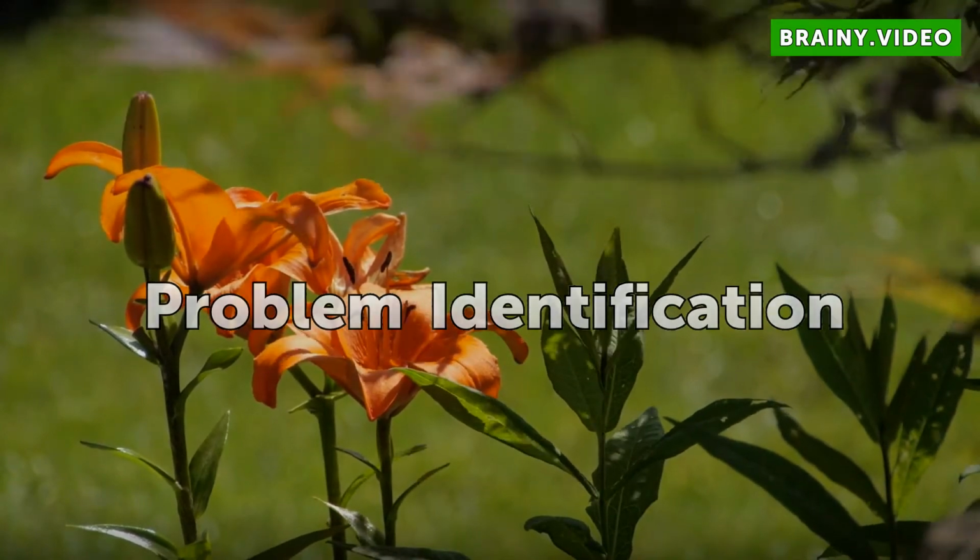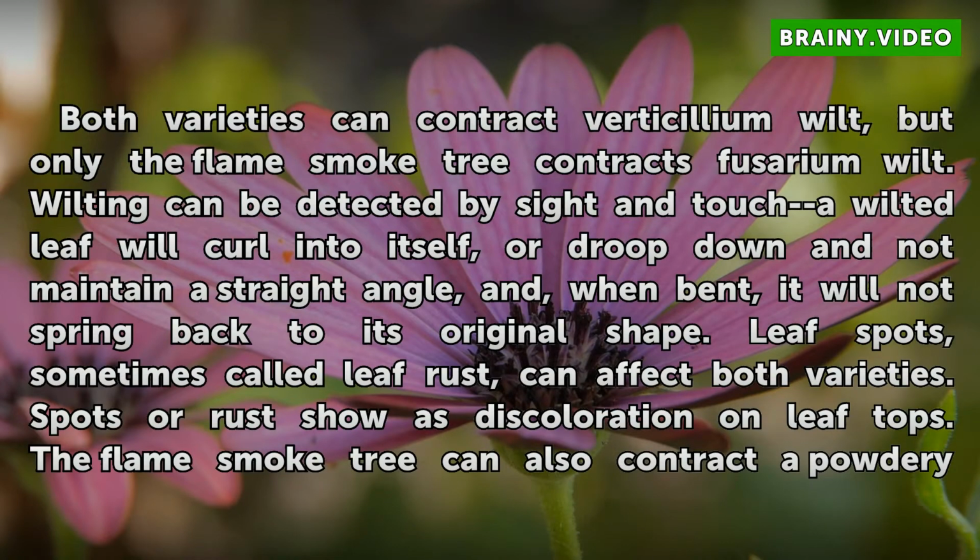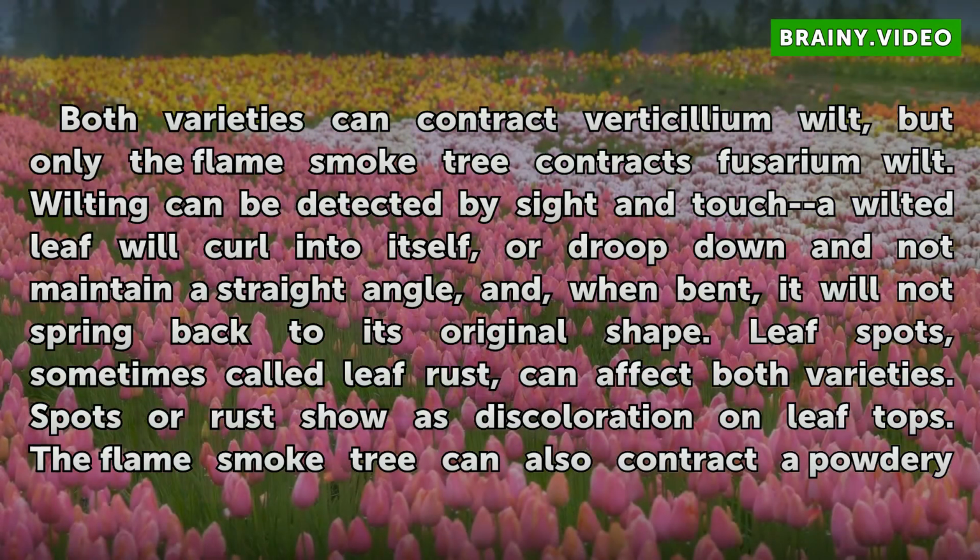Problem identification. Both varieties can contract verticillium wilt, but only the flame smoke tree contracts fusarium wilt. Wilting can be detected by sight and touch. A wilted leaf will curl into itself, or droop down and not maintain a straight angle, and, when bent, it will not spring back to its original shape.